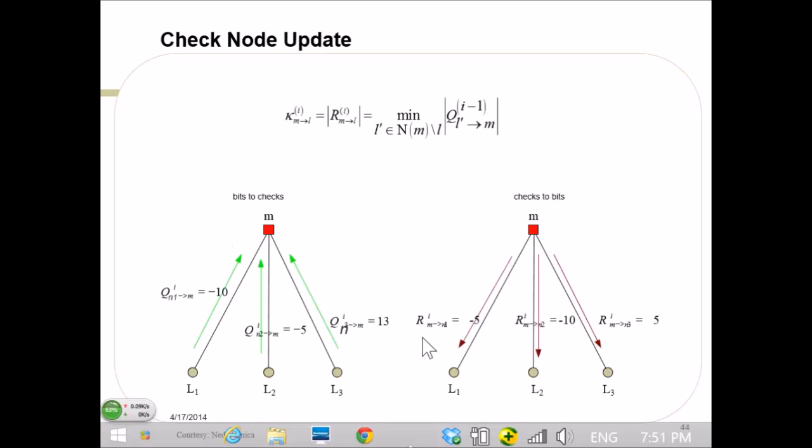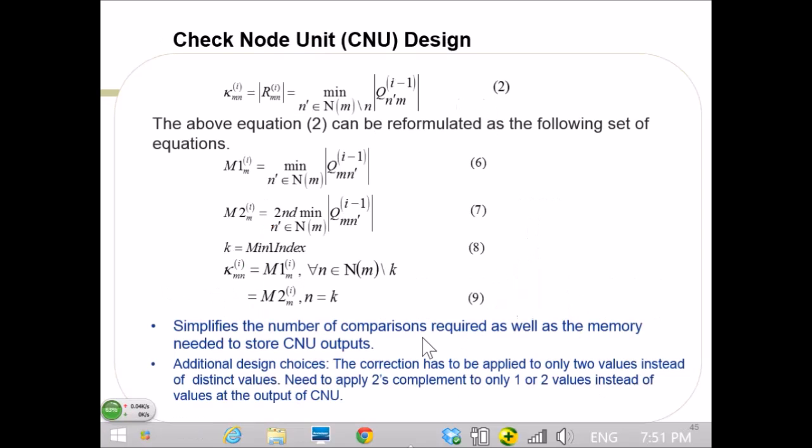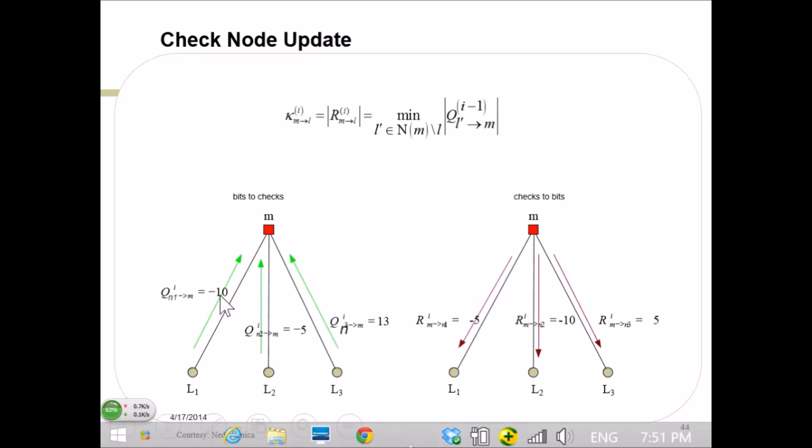One simple example is this. When we looked at the check node update, we are computing the minimum. Say if I want to compute this one, I'm ignoring this one, and I'm computing the minimum of these two, right? If I'm looking at a larger graph, let's say one which has 36 bits, I have to do this kind of operation: I need to find the minimum among 35 values, 36 times.